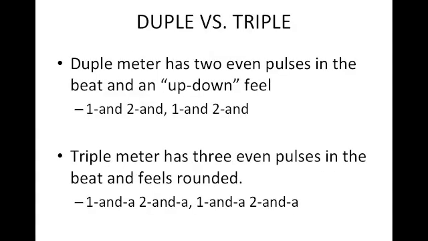Meters are generally categorized as duple or triple. Duple meter has 2 pulses per beat. It has an up and down feel and sounds like 1 and 2 and 1 and 2 and. Triple meter is when the beat has 3 pulses and sounds more rounded. 1 and a, 2 and a, 1 and a, 2 and a.